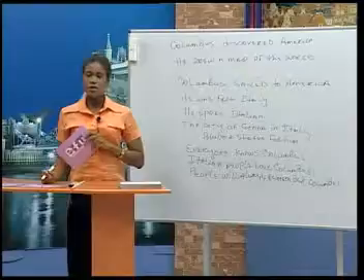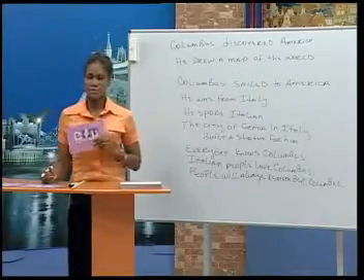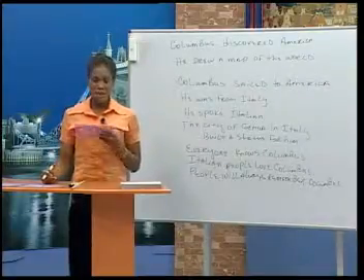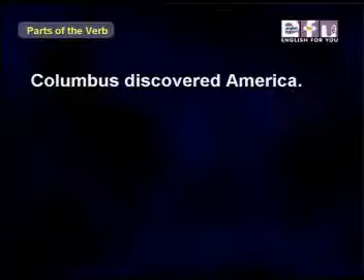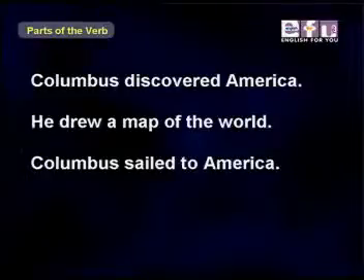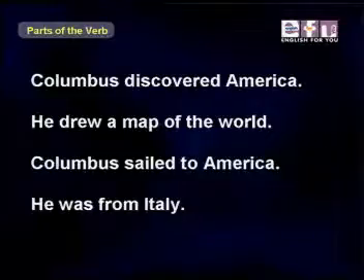Let's look a bit closer at these sentences. We can learn a lot of grammatical information from them. Okay, let us first compare the first 4 sentences. Now, Columbus discovered America. He drew a map of the world. Columbus sailed to America, and he was from Italy. All of the verb forms in these sentences are in the past tense.